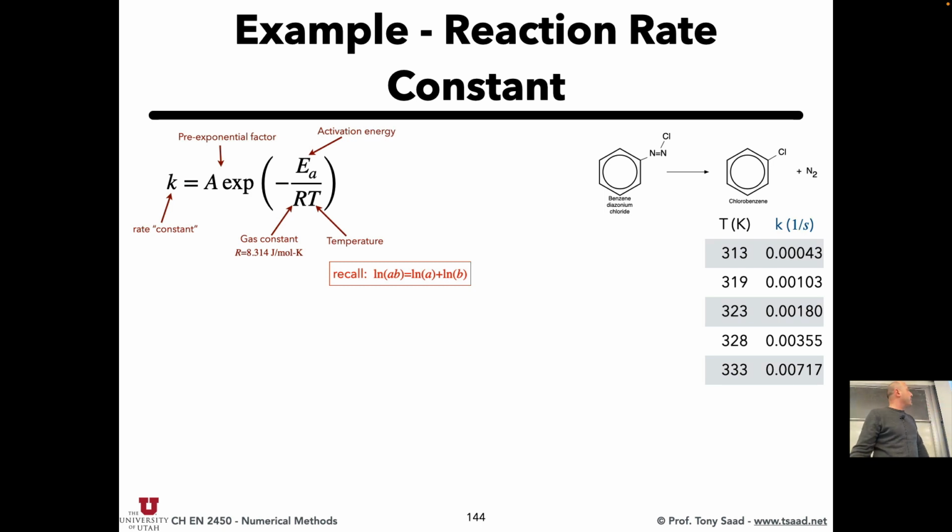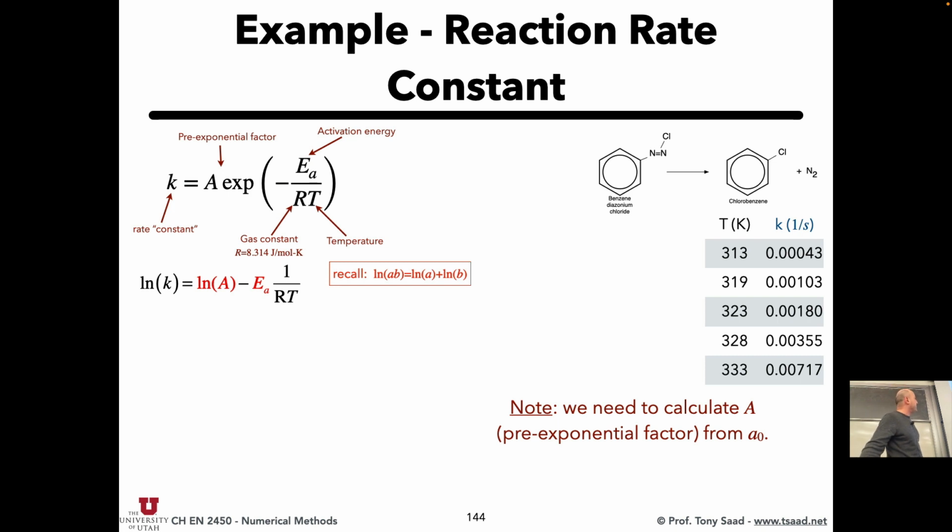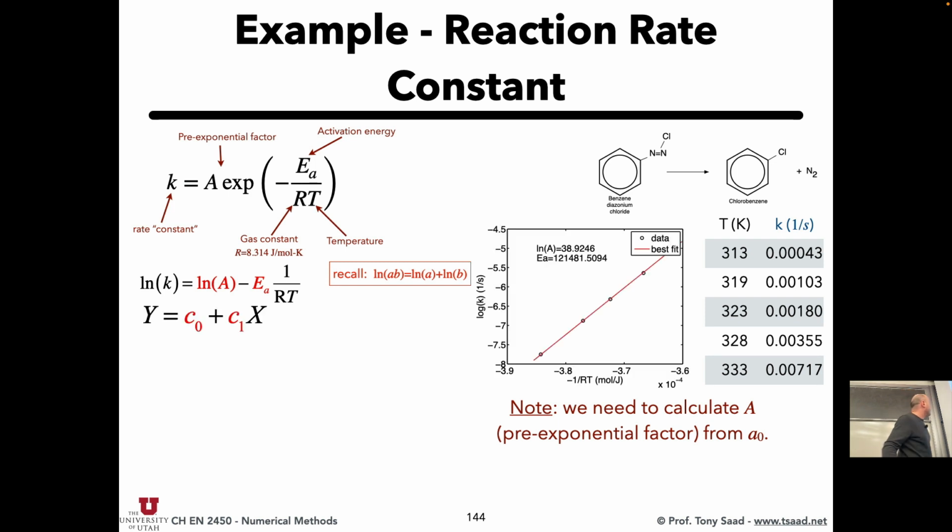Okay? So we'll do this. We'll take the logarithm of this. Log K is log A minus EA times 1 over RT. And then we're going to call this our new model, capital Y. So we're going to be working with this new data, capital Y, which is log of K. Log A is C naught, and then -1 over RT is X, or maybe minus EA is C1, however you want to do that, it doesn't matter. And then you do the regression on this new model.